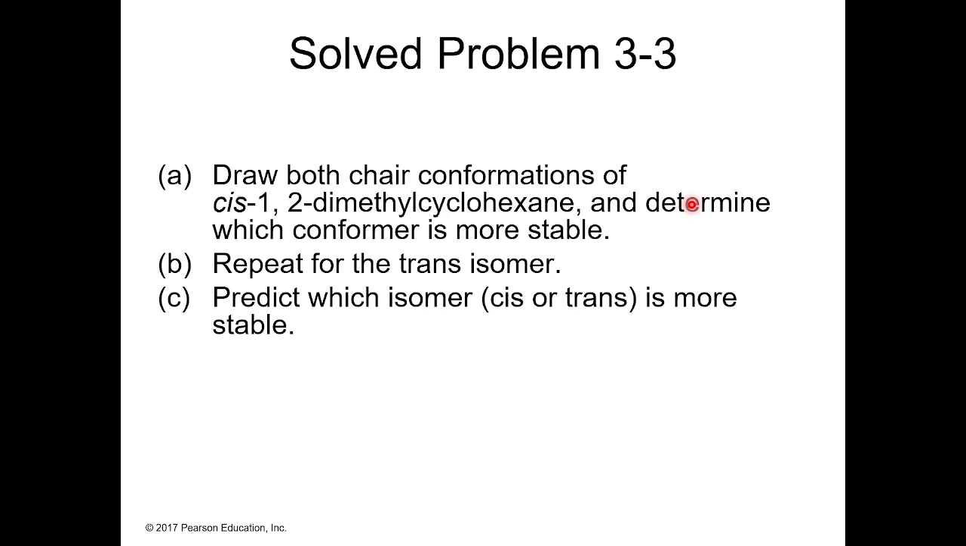All right. Let's go ahead and do some problem working. So go ahead and draw both chair conformations of cis-1,3-dimethyl cyclohexane and determine which conformer is stable. Then you're going to repeat this for the trans isomer. And then you're going to predict which isomer, cis or trans, is more stable. I'll give you 2 or 3 minutes, and we'll probably end up ending on this problem, okay?